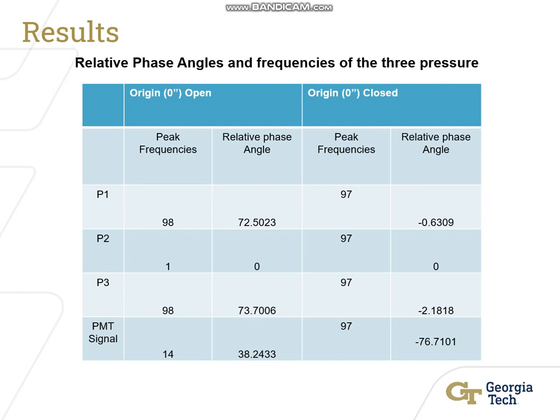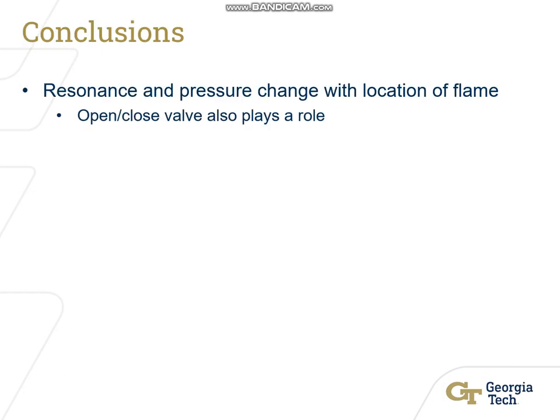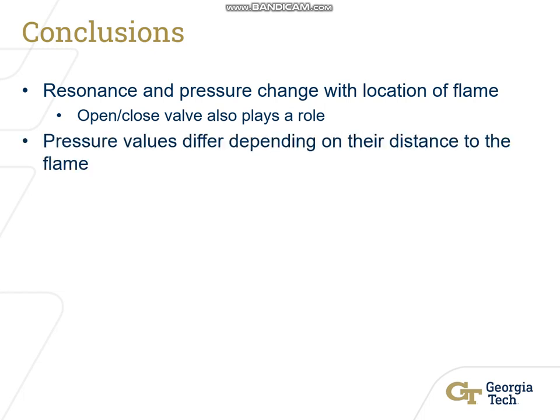This next table generated is the relative phase angles of both open and closed position of the origin. As you can see, there are different readings for pressure 1, 2, and 3, as well as the PMT signal. And the relative phase angles change pretty drastically depending on the different pressure transducer. So the conclusions from this experiment are as follows. Both resonance and pressure change with the location of the flame, and this could clearly be seen through the data. And the pressure values differ depending on the distances to the flame.